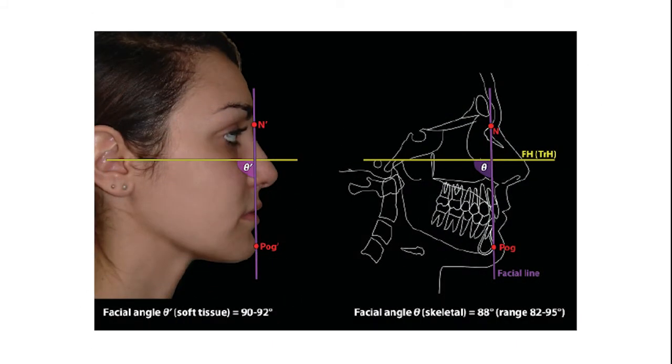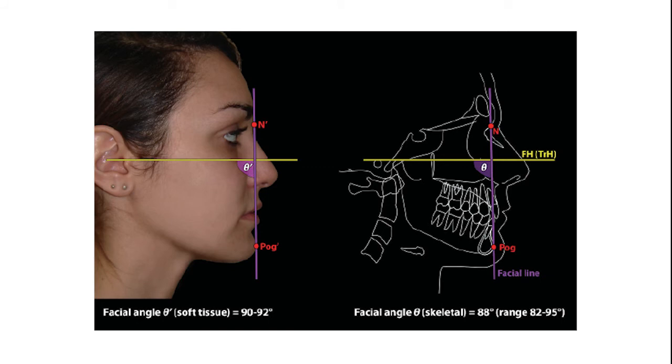The next is the facial angle. The facial angle indicates the relative sagittal prominence of soft tissue pogonion. It is formed by the intersection of a true horizontal plane or Frankfurt horizontal plane with a facial vertical plane, soft tissue nasion to soft tissue pogonion. The angle should be 90 to 92 degrees. A greater angle indicates prominence of the soft tissue pogonion. On the other hand, an angle less than 90 degrees indicates a retrusion of soft tissue pogonion.